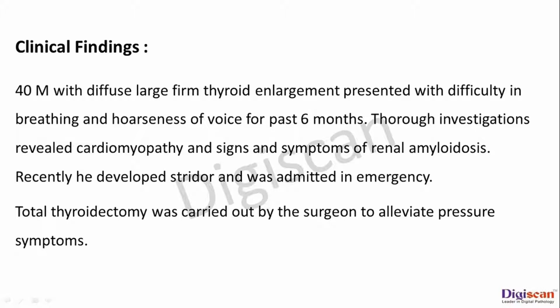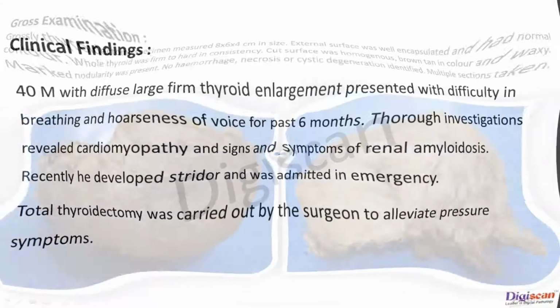Thorough investigations revealed cardiomyopathy and signs and symptoms of renal amyloidosis. Recently, this patient developed stridor and was admitted to the emergency. A total thyroidectomy was carried out by the surgeons to alleviate pressure symptoms.